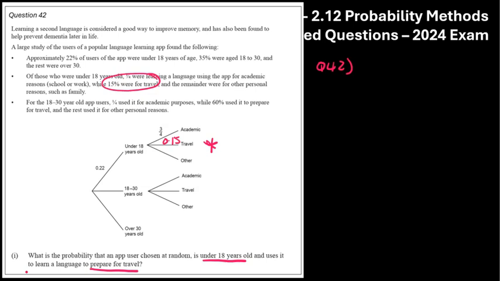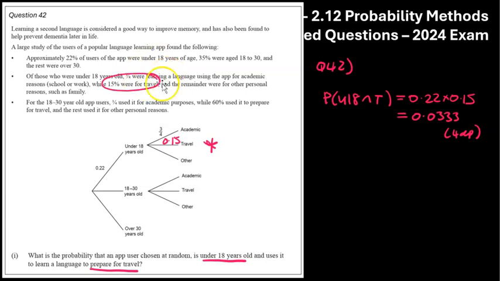So we've got all the information we need, so we can now actually answer the question. If we're trying to find the probability that someone was under 18 and using the app for travel purposes, we're going to multiply my two branches together. So it's going to be 0.22 times 0.15. And when you plugged it into your calculator, hopefully you're getting the same as I did. I got 0.0333, and that had a 4 dp rounding. So the working for that one was quite easy, but obviously breaking down the messy text up here was the crux of that issue.